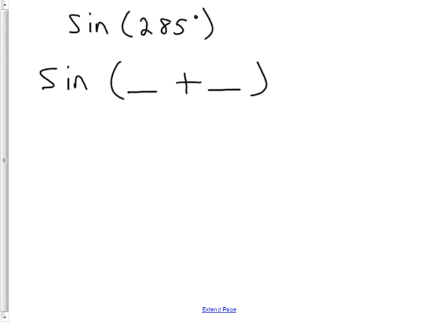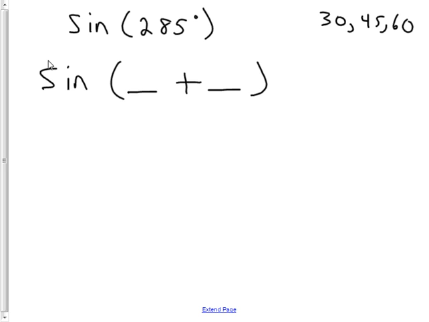Now, I want to use angles that I know something about. So we know stuff about our 30-degree reference angles, our 45-degree reference angles, and our 60-degree reference angles. So we want to use angles that have 30, 45, or 60 as their reference angle, and we want those two angles to add up to 285 degrees.